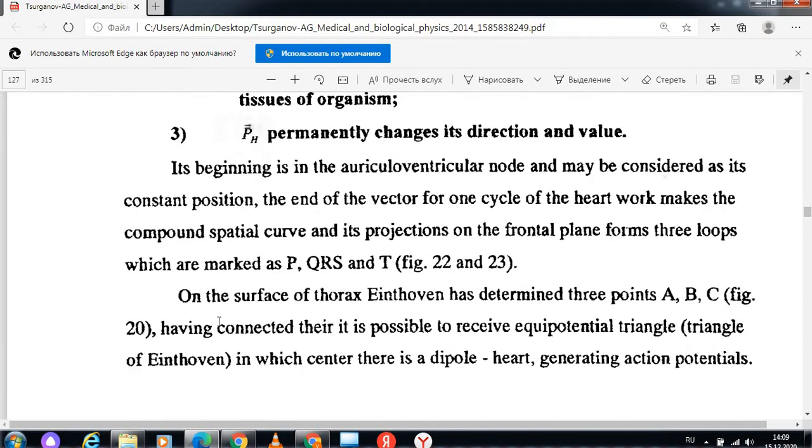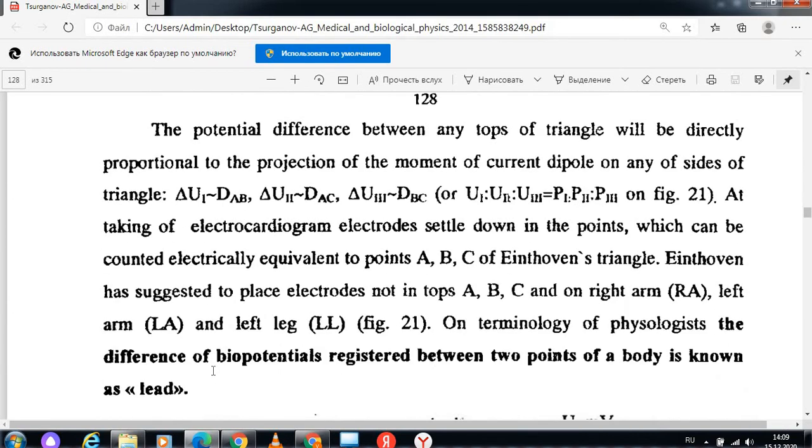Equipotential triangle, again, the triangle of Einthoven. In the center is the dipole heart generating action potentials. The potential difference between any tops of the triangle is directly proportional to the projections of the moment of the current dipole on any of the sides of the triangle.